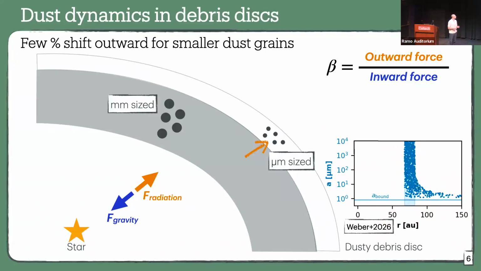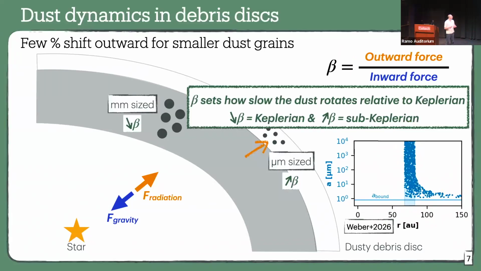And typically, we use this term beta to evaluate this ratio of our outward and inward forces. And so this defines how bound an object is to the disk, but at the same time, it also sets how slow or fast the dust rotates relative to coherent velocity.